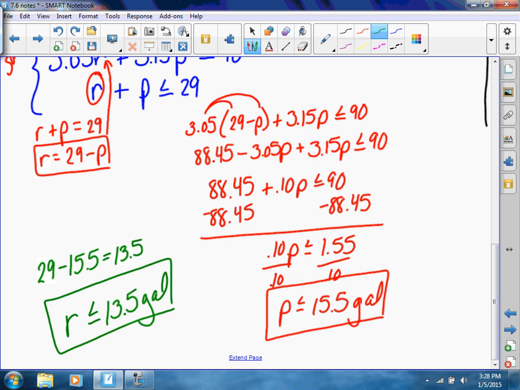Okay? So I could buy, I don't know, 12 gallons of the premium and 2 gallons of the regular, and I would still be under budget. I would be under my $90 budget.